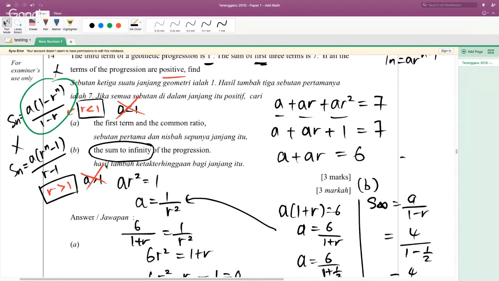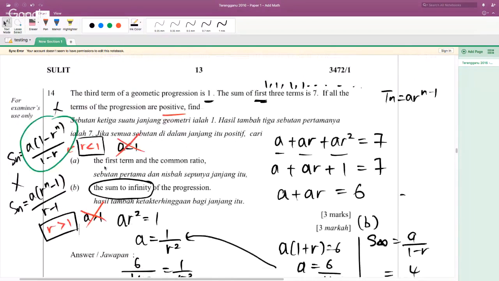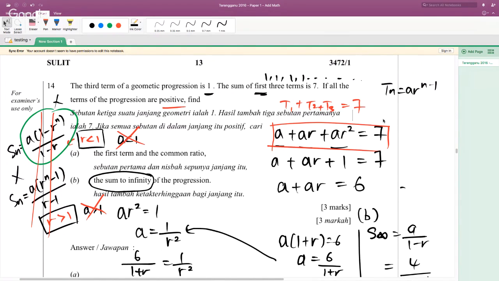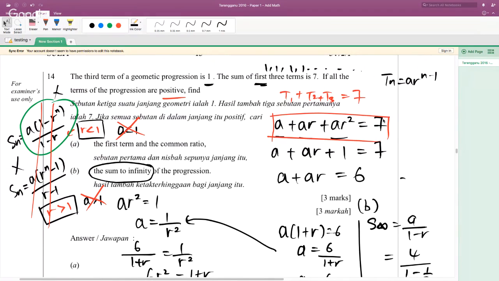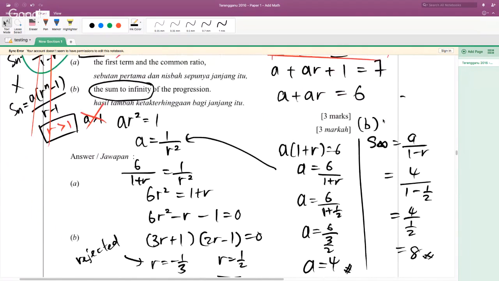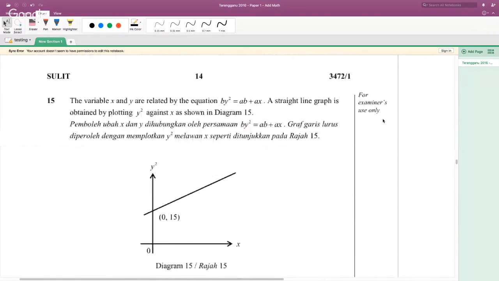Okay, so for this one, maybe because we don't have R, we cannot use any of these formulas. So we have to use this simple way, T1 plus T2 plus T3 equals 7. So we have to use this method to solve this question. I myself also thought we could use the formula, but then we couldn't get the answer. So yeah, this is the way. All right, so let me move on to question number 15.